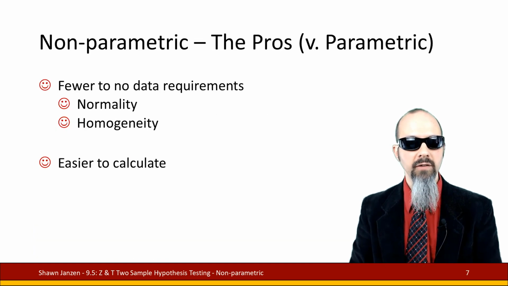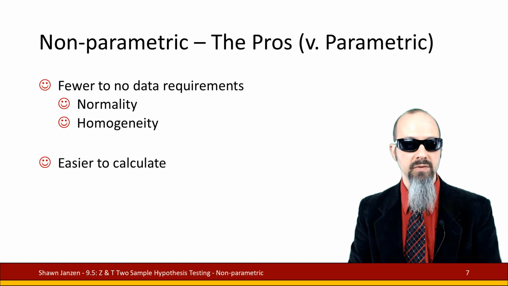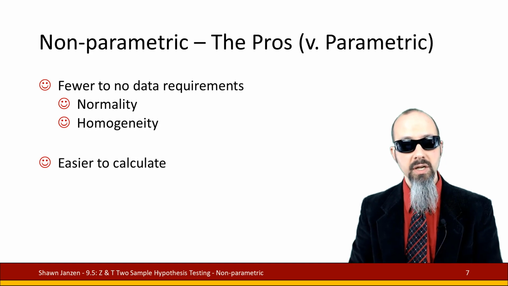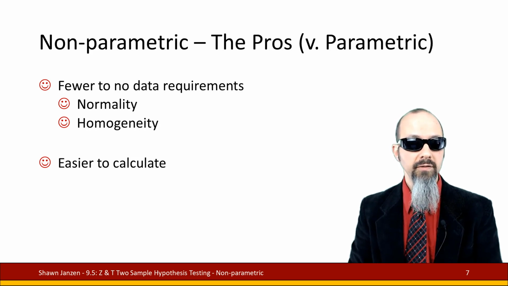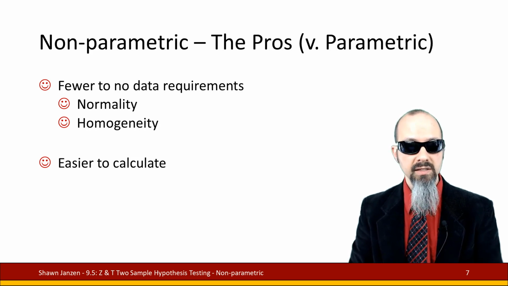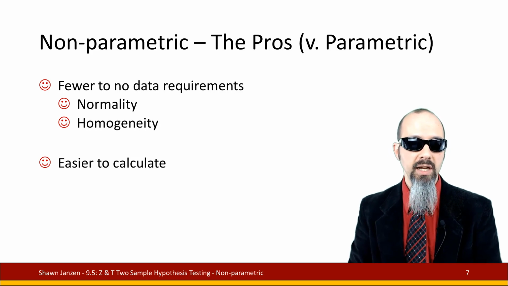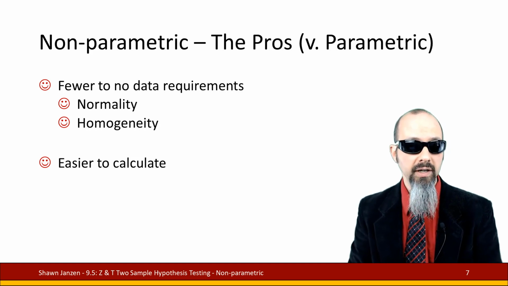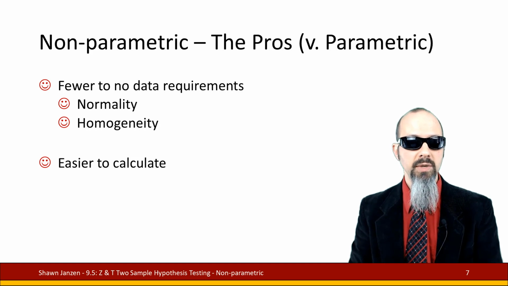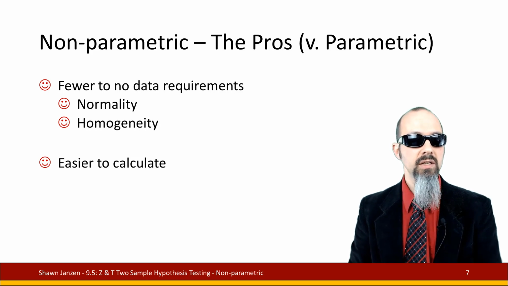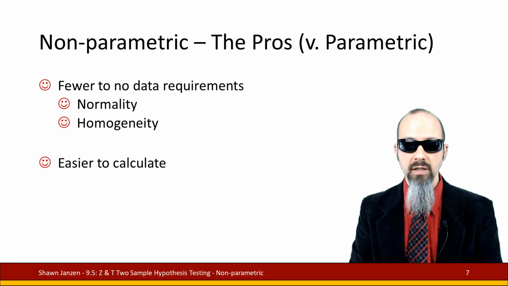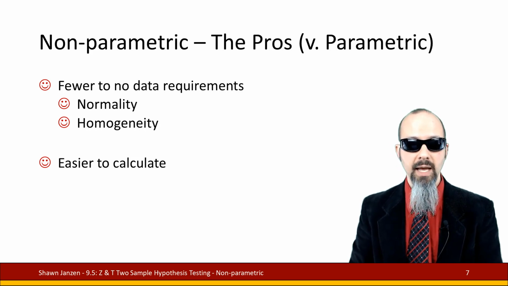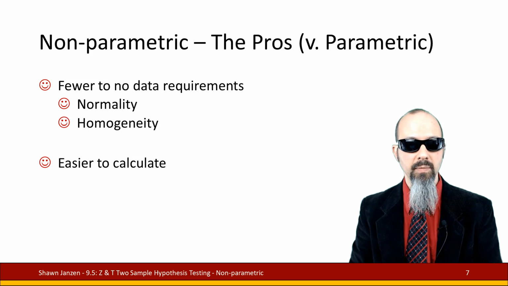Let's go ahead and talk about a few of the pros and cons of the non-parametrics versus their parametric counterparts. Non-parametrics, some of the benefits include that you don't have to worry about data requirements, things like normality and homogeneity, which is a fancy way of saying equal variances. So we don't have to be concerned about things like the distribution of the variable. They're also easier to calculate. You can do them sort of on the back of the napkin.